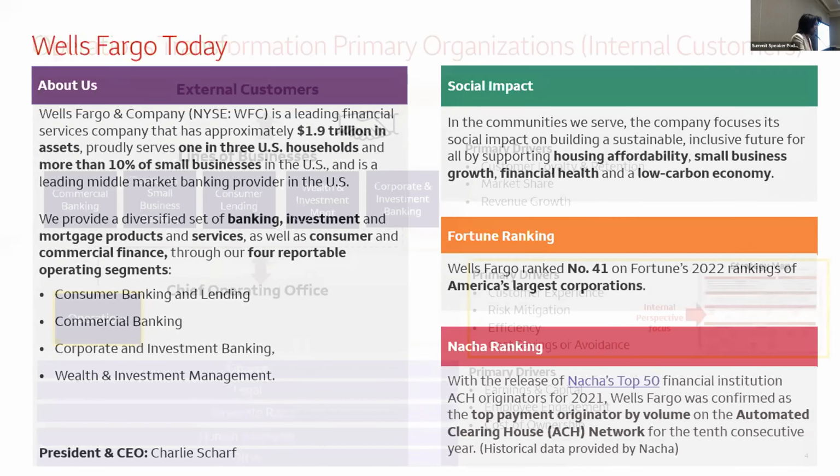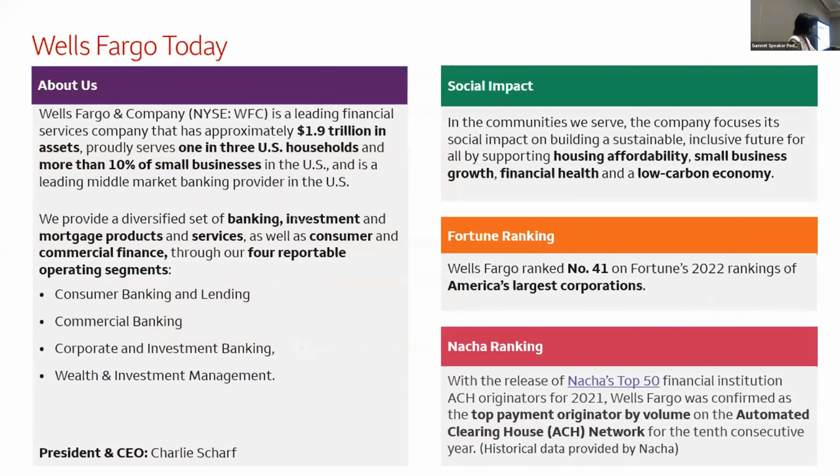Wells Fargo is managing about $2 trillion in assets. We serve 1 in 3 U.S. households, and more than 10% of the, I think it's about 30 million small businesses in the U.S. We have a diversified portfolio. There are 4 reportable operating segments, but I'll talk a little about where I sit in the organization. There's actually a 5th one that reports under consumer banking and lending.